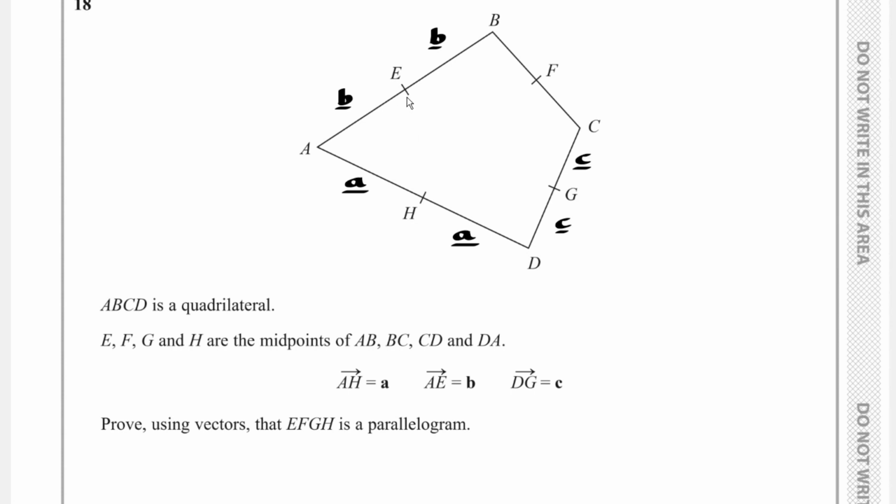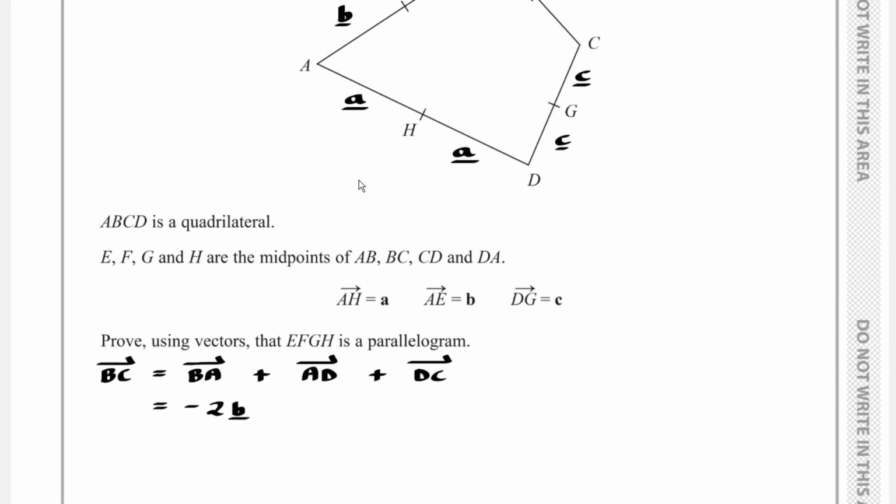We want to prove that EFGH is a parallelogram. So the first thing we can do is find out the vector BC. We start at B, finishing at C. So we can go from B to C by going from B to A to D, then D to C. So BA, that's negative 2B, then AD, that's 2A, then DC, that's 2C.